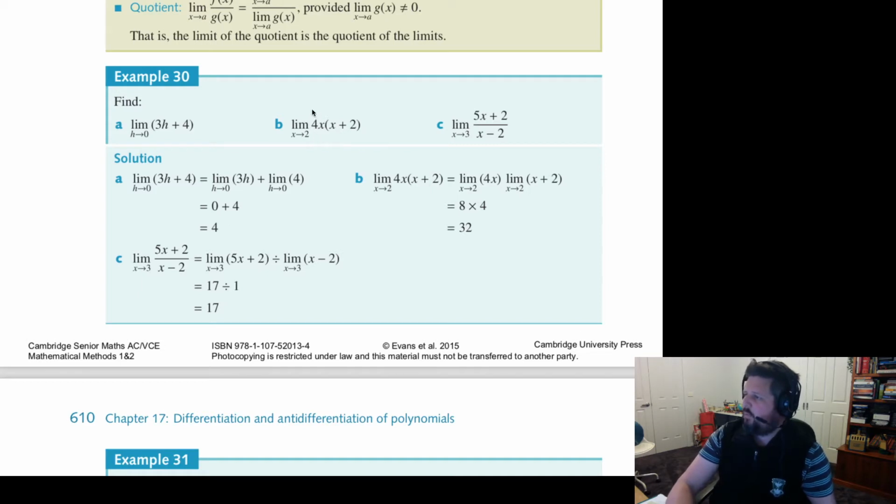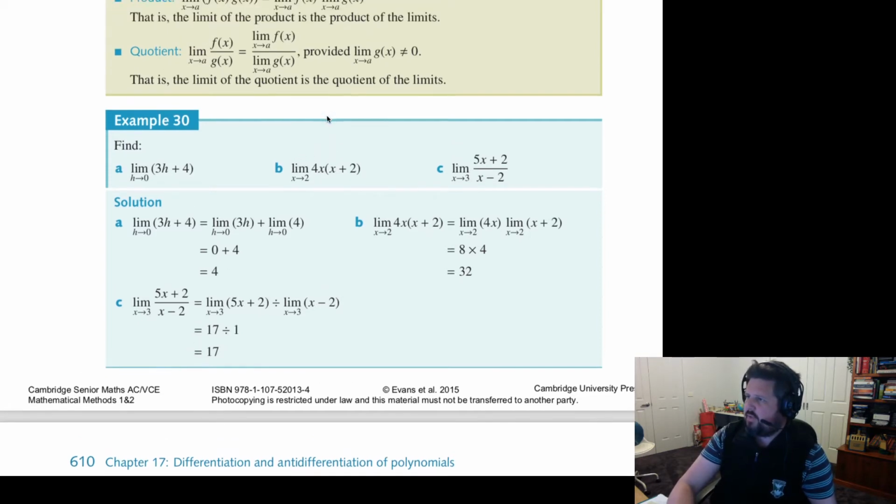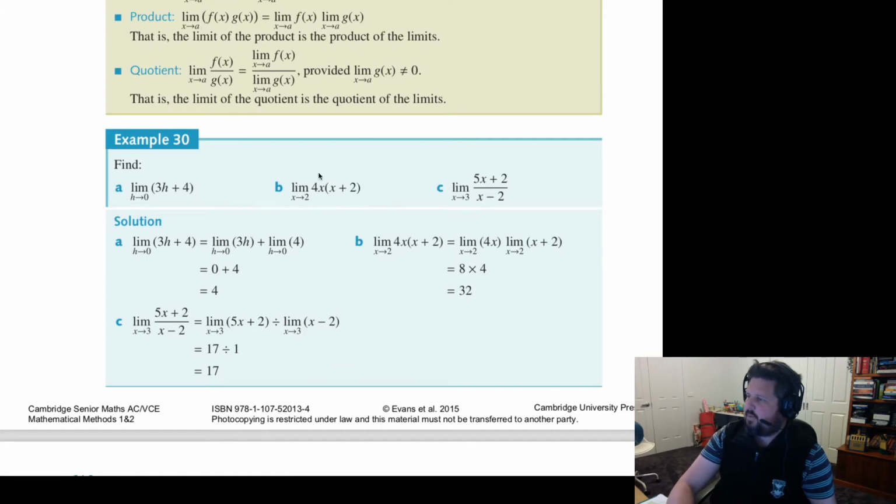Next one here, we've got two functions multiplied by each other. This is a product scenario. So you've got the 4x multiplied by x plus 2. What we're going to do is find the limit as x approaches 2 of 4x, and then multiply that by the limit as x approaches 2 of x plus 2. Doing that, the limit as x approaches 2 of 4x, substituting the 2 in there, 4 times 2 is 8. And that's going to get multiplied by the limit as x approaches 2 for this one. Substituting in 2, it's going to be 2 plus 2, which is 4. We can multiply those together and we get 32 in this case.